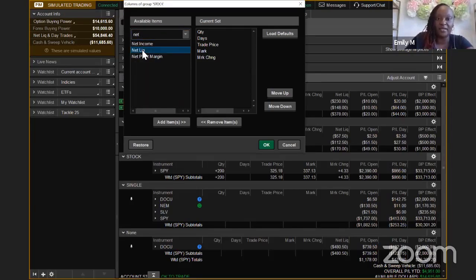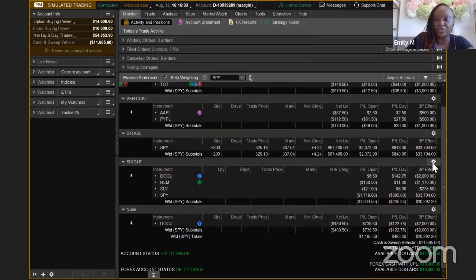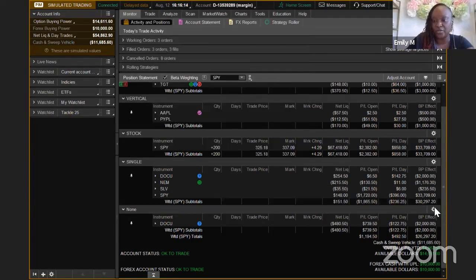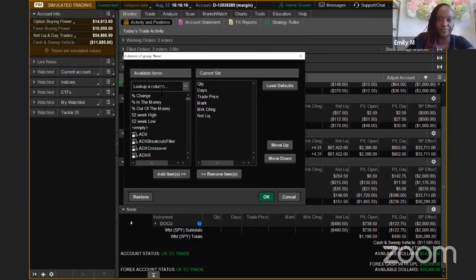And then once you add it on, you'll have it there. Same thing for your singles. And the reason you want to do this again is because you want to be able to see how much of your gains you have left to take, so to close out your trades if you choose to do so.